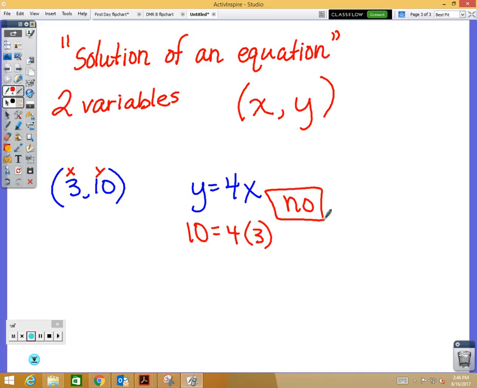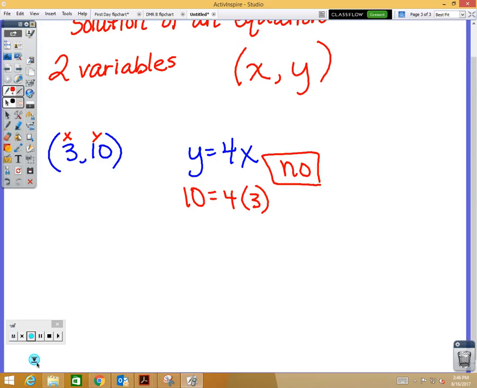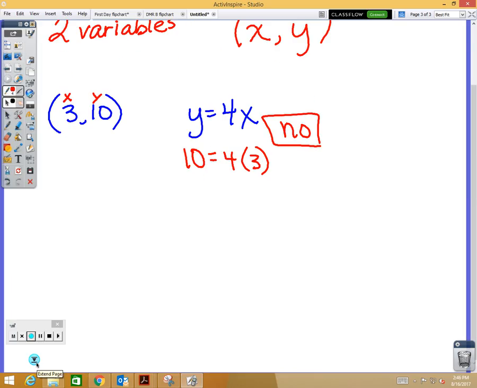So it's kind of similar to what we were doing yesterday, but just a step beyond. What if I gave you the equation, actually, I'm going to do a different solution, sorry. 5, comma 20. And I asked if that would be a solution of y equals 4x.